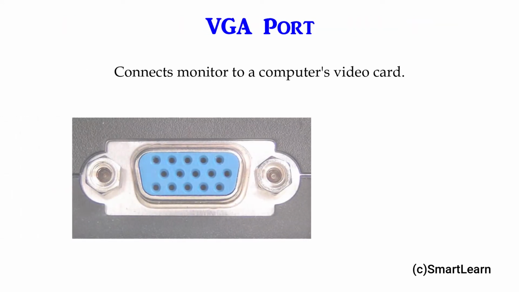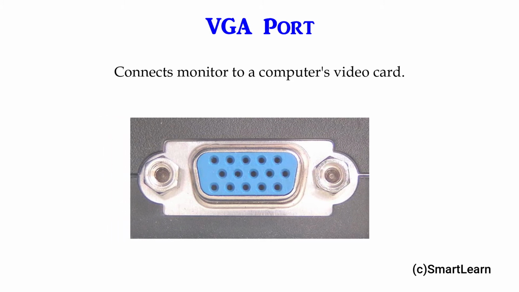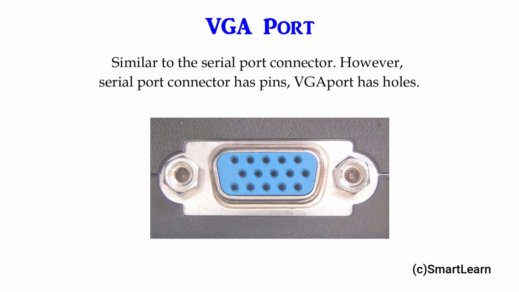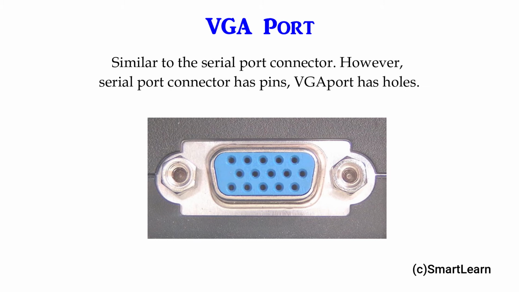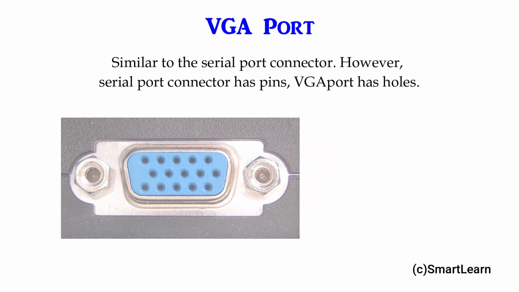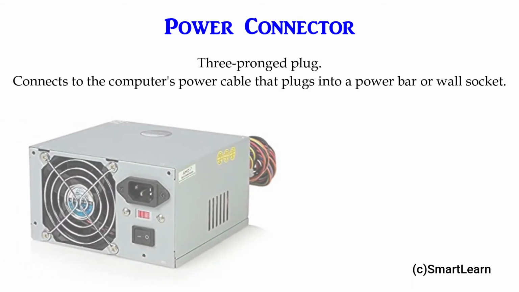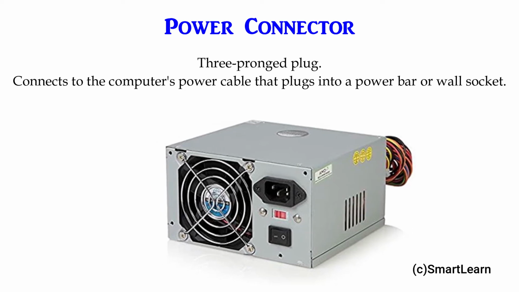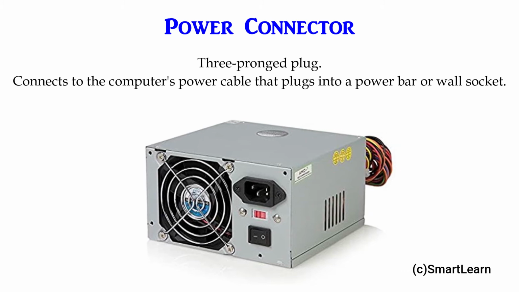VGA port. VGA port connects a monitor to a computer's video card. It has 15 holes. VGA port is similar to the serial port connector. However, serial port connector has pins, while VGA port has holes. Power connector. Power connector has a three-pronged plug. It connects to the computer's power cable that plugs into a power bar or wall socket.